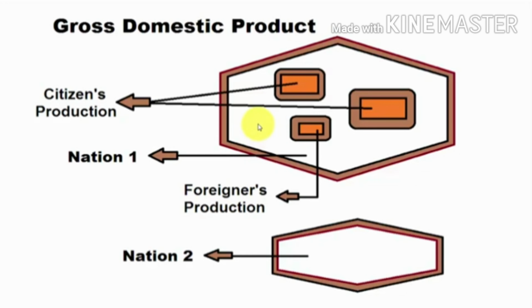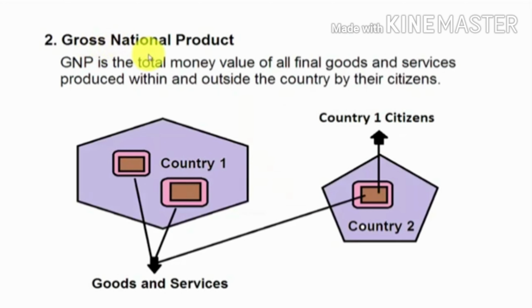We do not include those citizens of nation 1 who work in other nations and bring money to their own nation. Most countries use GDP for calculating their national income. The second concept we have is gross national product. Gross national product is the total money value of all final goods and services produced within and outside the country by their citizens. Gross national product is the production of goods and services by their own country's citizens, whether they produce them in their own countries or in other countries.